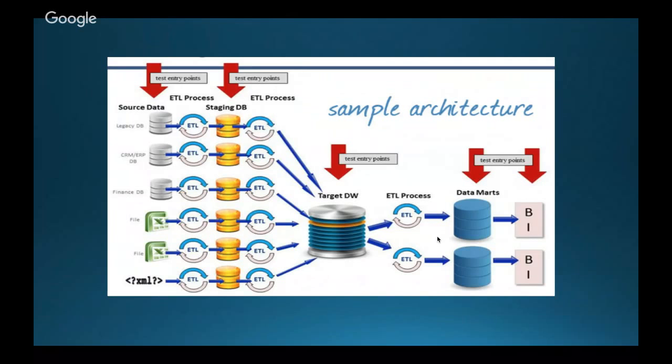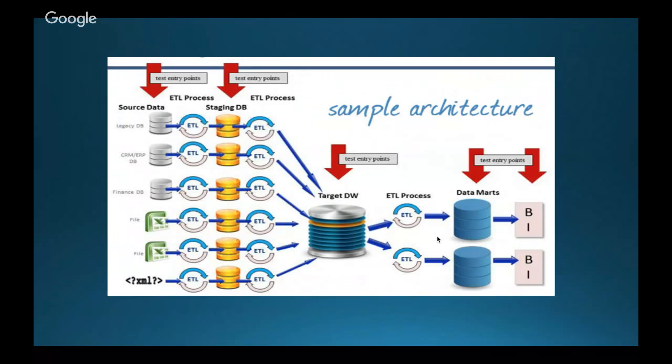Over here again, you have a test entry point where you can use automation techniques. From there, the ETL process is again extracting, transforming, and loading data into the target data warehouse, which has data marts. So not only the target data warehouse, but also the target data mart. You have test entry points, and from there we have BI tools, Informatica, or different kinds of reporting systems or business decision-making reports. Over there also, we have a test entry point which can be automated.